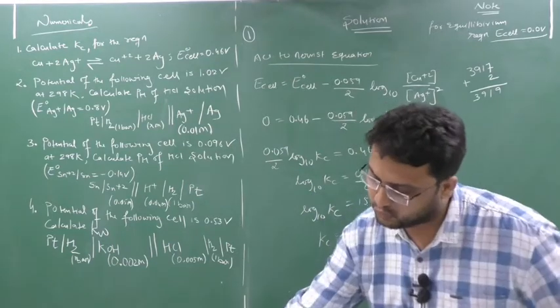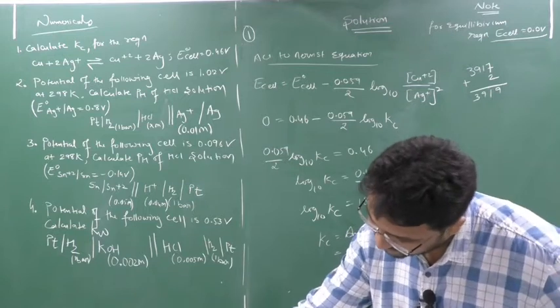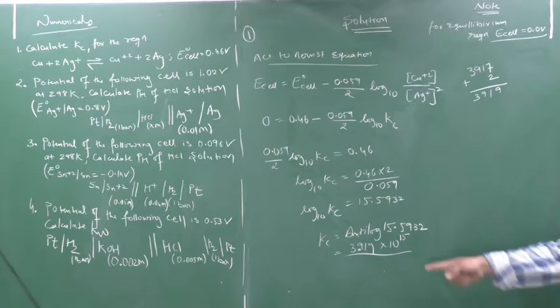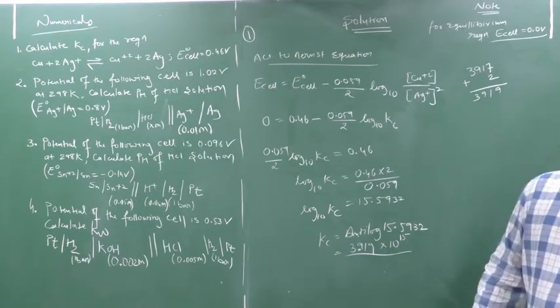In this way you have to solve the problem. 2-3 problems I will solve for antilog, then you will understand. Yes, the correct answer is 3.919. A certain book has given the answer as 3.92 × 10 to the power 15. So let's explain once more.